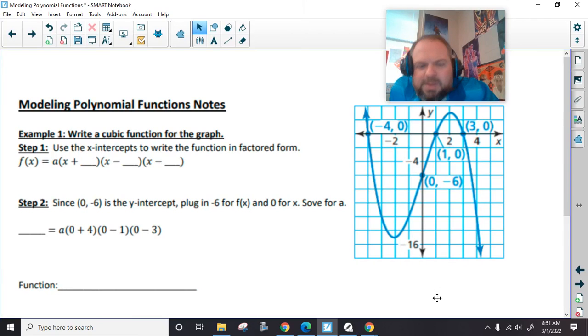All right, so this is a retake on an old lesson that we did last semester that I wanted to spend a little bit more time on and do better. We're actually modeling polynomial functions.